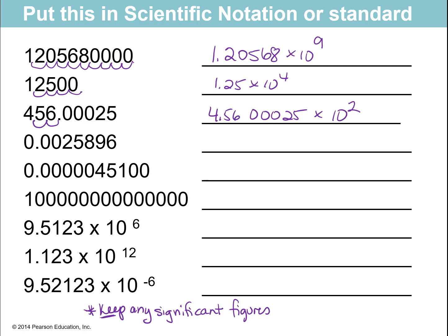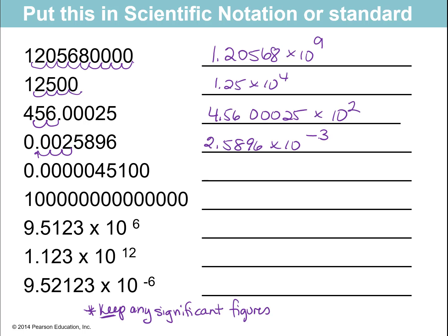The goal is just to make your number between 1 and 9. So it's going to go to, so it's here. My decimal place is here. So it has to go 1, 2, 3. So 2.5896 times 10 to the -3. So it's a number less than 1.